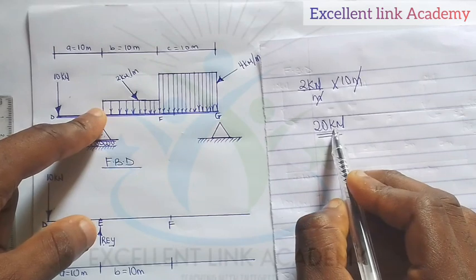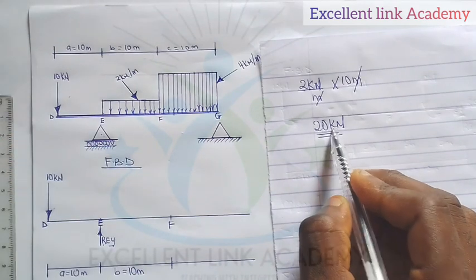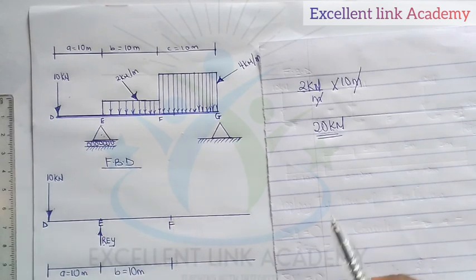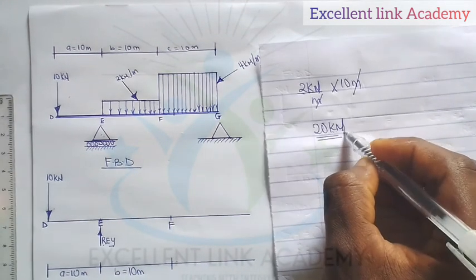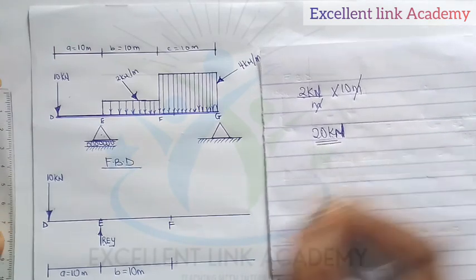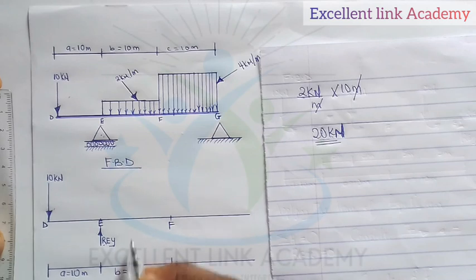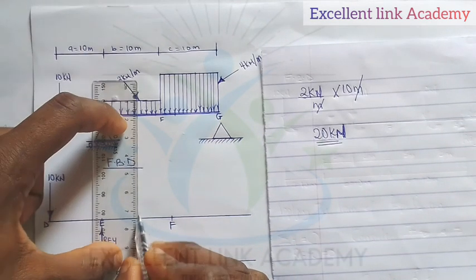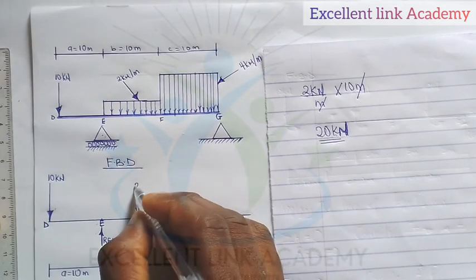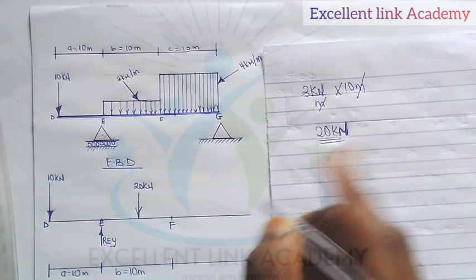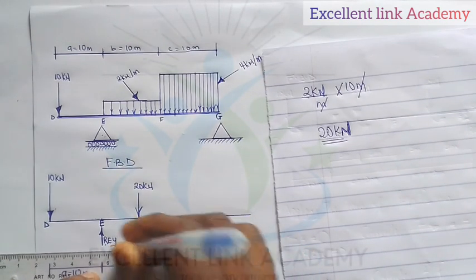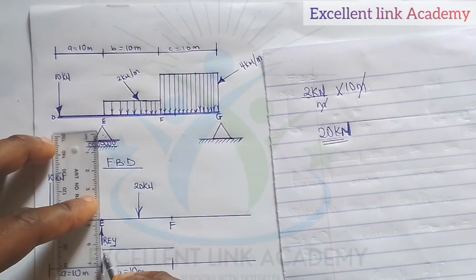20. Now, this 20 will become a point load. Now, where will I put it? Note something: whenever you convert a UDL to a point load, it acts at the center of the distance. From here to here is 10. It acts at the center of the distance. Let's call this the center here, which is 20 kilonewton.